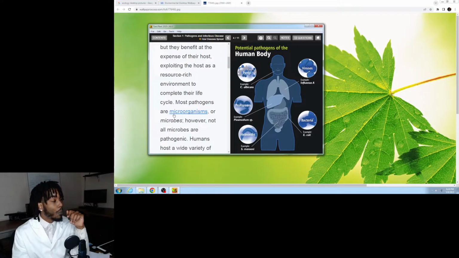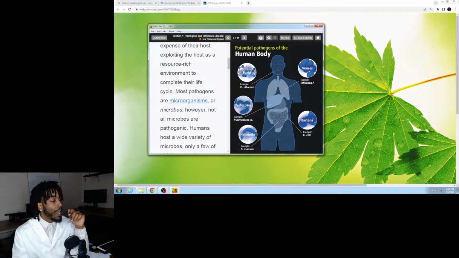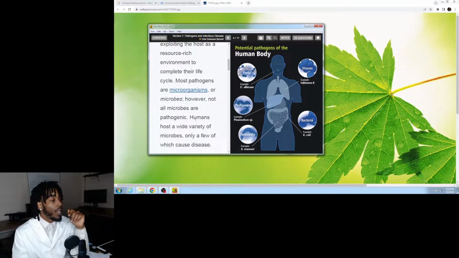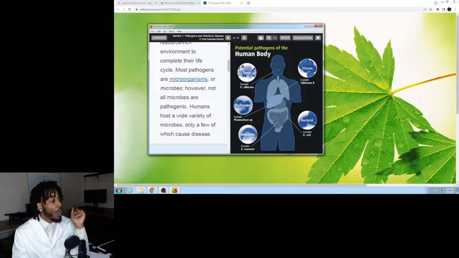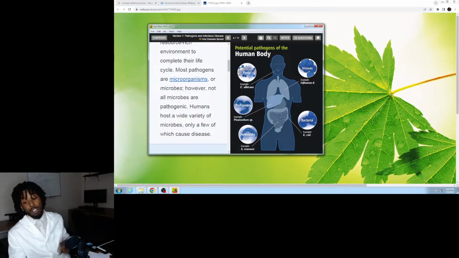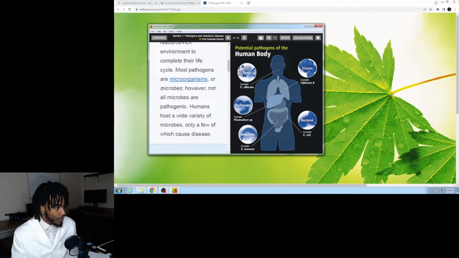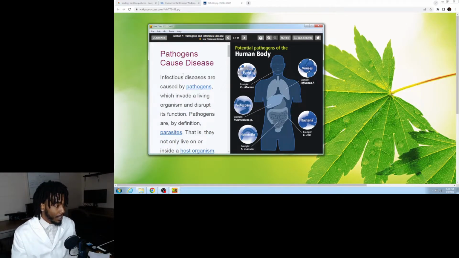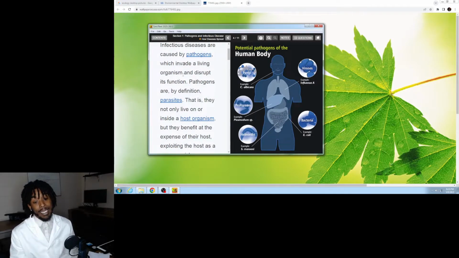Most pathogens are microorganisms, or microbes for short. However, not all microbes are pathogenic. Humans host a wide variety of microbes, only a few of which cause disease. Because if we go back up, right, a microbe isn't technically a bad thing. We have microbes inside of our intestines to break down food, right? So that's an example. All of them aren't bad for you.